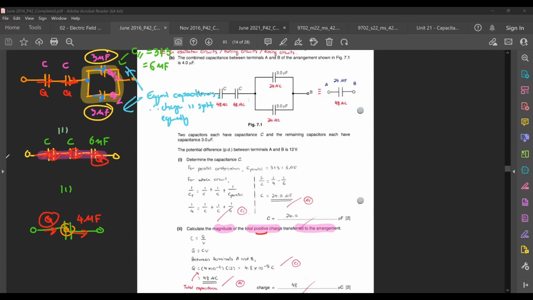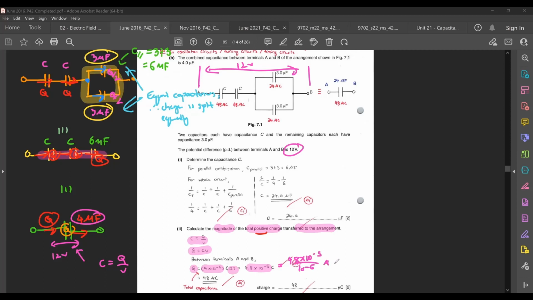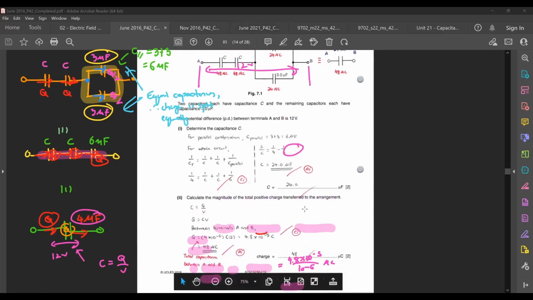But now you just want to find Q first. So you apply C equals Q over V for this one. You know the capacitance, you also know the PD. Your PD is 12 volts because they told you between terminals A and B is 12 volts. You can use C equals Q over V to find Q. Q is CV, so Q would be your capacitance, 4 times 10 power minus 6, times your PD of 12, giving you 4.8 times 10 power minus 5 coulomb. To change it to microcoulomb, you divide by 10 power minus 6. This one will be 48 microcoulombs. So this is for this particular part of your question.